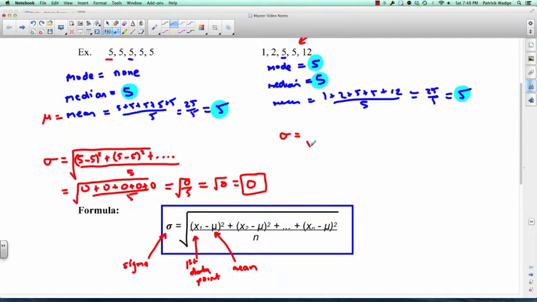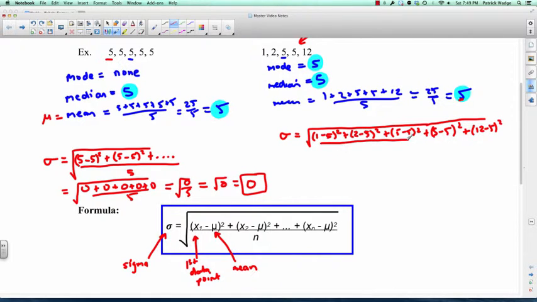Sigma equals the square root of the first data point, which is 1, take away the mean, which is 5, right? The mean's 5 right here. And then we have to square that, plus the second data point, which is 2, take away the mean, which is 5, and square that. The third data point is 5, take away the mean, which is 5, and square that. The fourth one is also 5, take away the mean, which is 5, and square that. And the last data point is 12, take away the mean, which is 5, and square that. And we have to divide all that by how many values there are, and there's 5 of them.